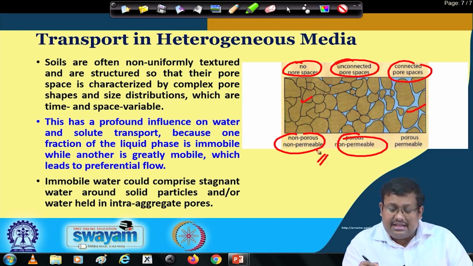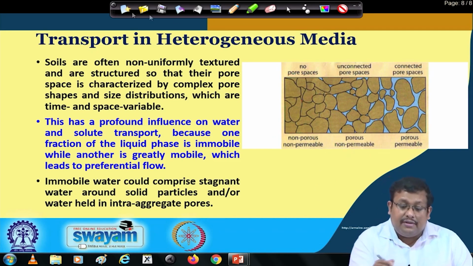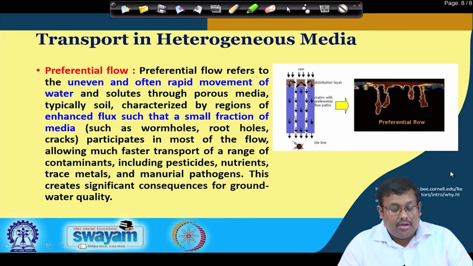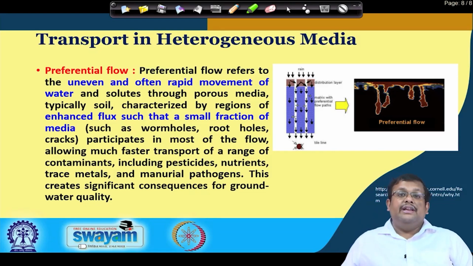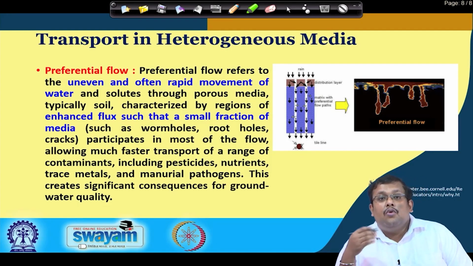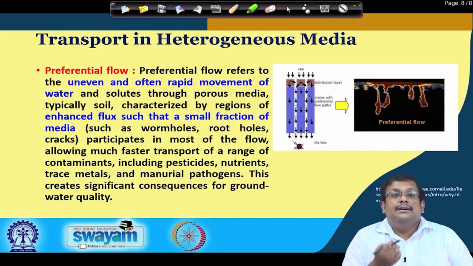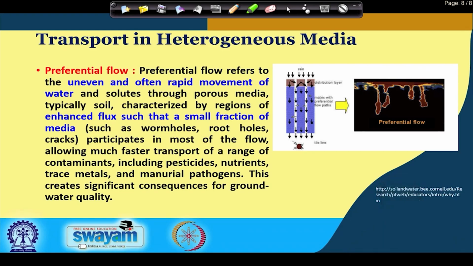So, this is how there is a preferential flow of water, and let us see what preferential flow of water is. Preferential flow refers to the uneven and often rapid movement of water and solutes through a porous medium. Typically, soil is characterized by regions of enhanced flux such that a small fraction of the media, such as wormholes, root holes or cracks, participates in most of the flow, allowing much faster transport of a range of contaminants including pesticides, nutrients, trace metals and manurial pathogens. This creates significant consequences for groundwater quality.